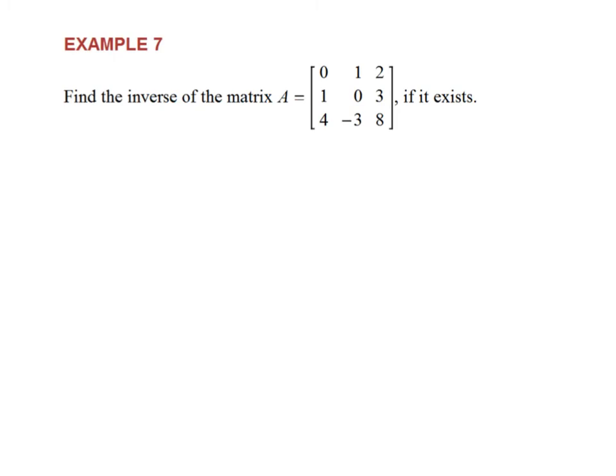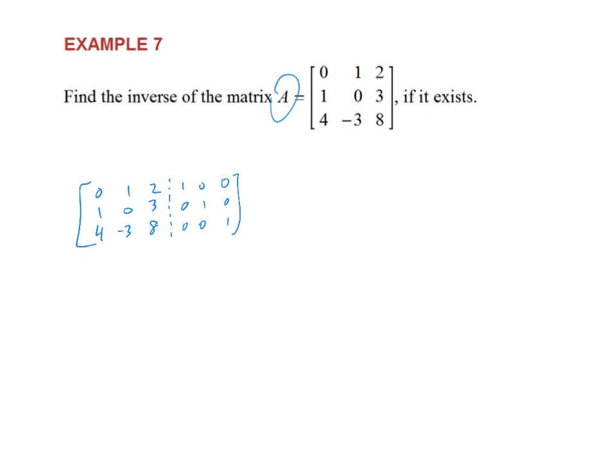So let's use that algorithm on this matrix A and see what we get, okay? And let's go. So we're going to augment 0, 1, 2, 1, 0, 3, 4, minus 3, and 8 with the identity 1, 0, 0, 0, 1, 0, 0, 0, 1. All right, and so let's perform some row operations. I'm not going to write down every operation, but I'll say them out loud. And I could just punch this into my calculator, but I think I want to go through each step for this example.